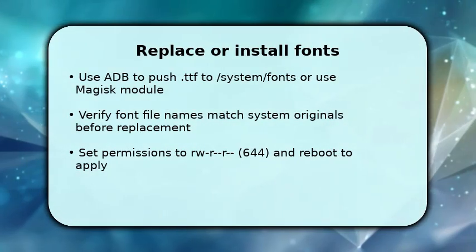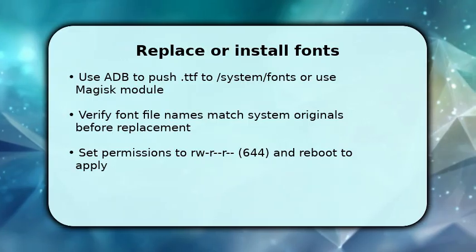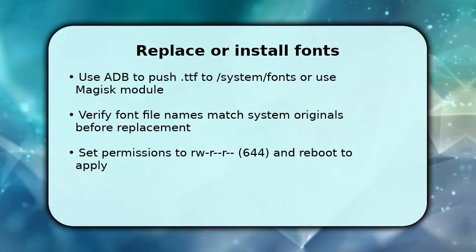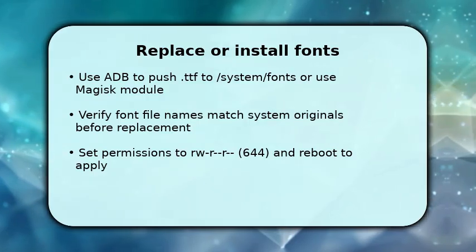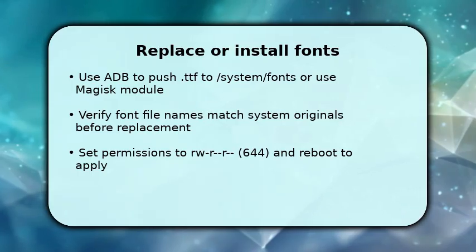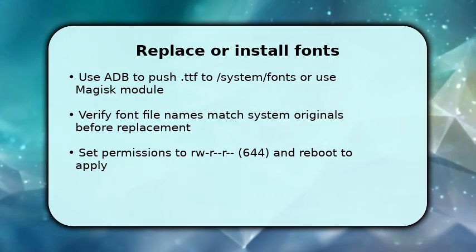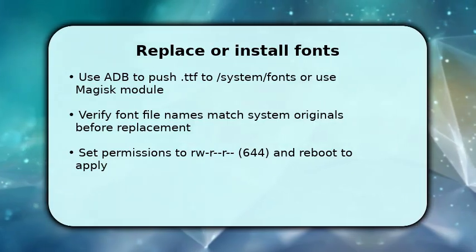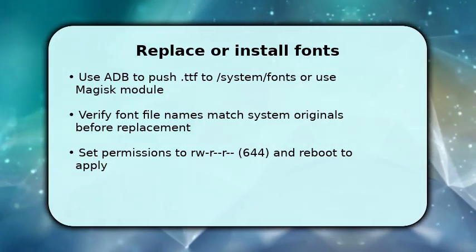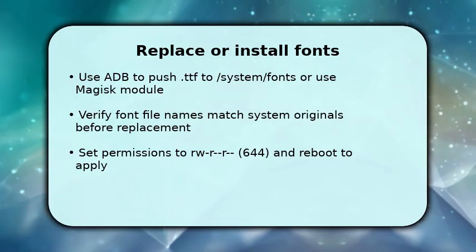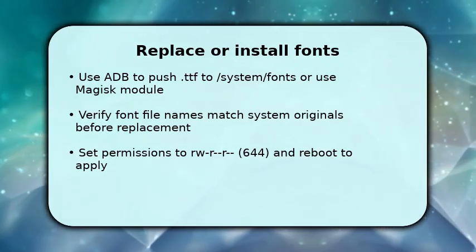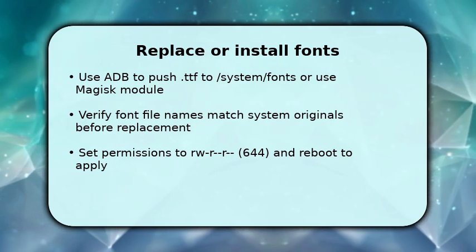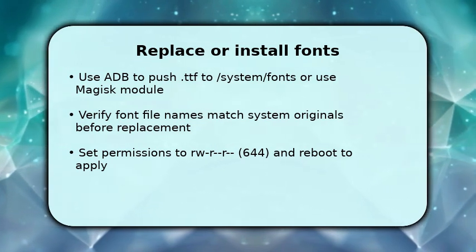Now you perform the complex middle steps. If rooted, mount /system as read-write and replace target font files with the iOS TTF, ensuring names match originals exactly. If unrooted, prefer a Magisk module or launcher that supports custom fonts. Use ADB commands to push files or to install a module, and then set file permissions to rw-r--r-- (644) so the system can read them. After making changes, perform a clean reboot to let the new font render everywhere.